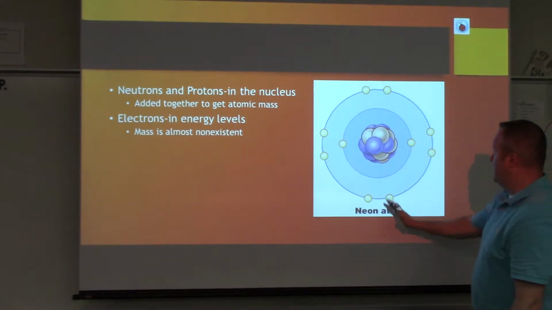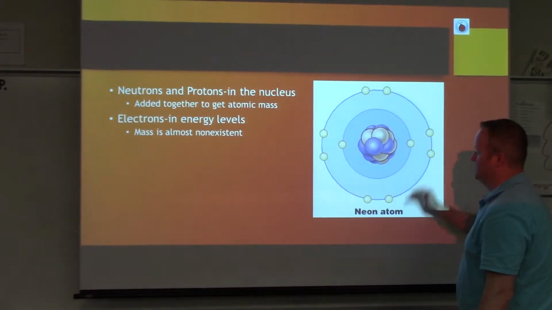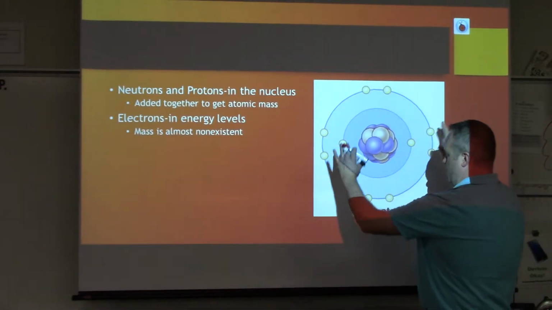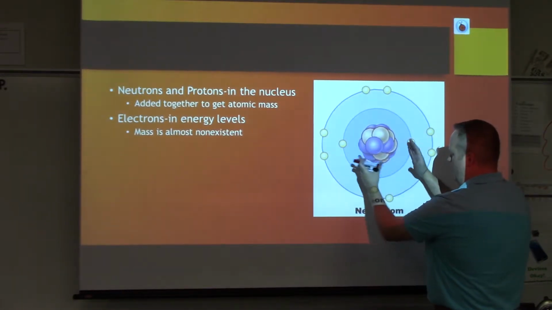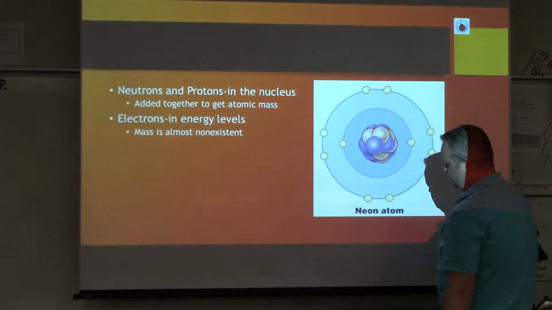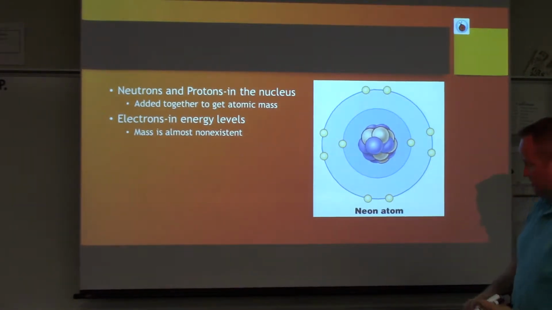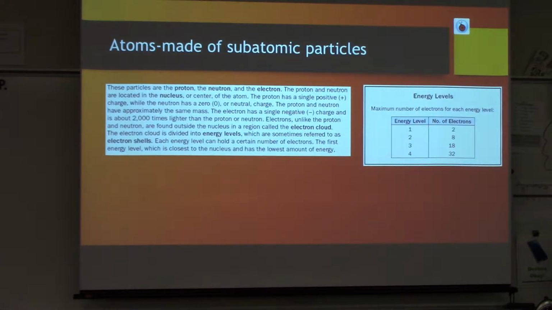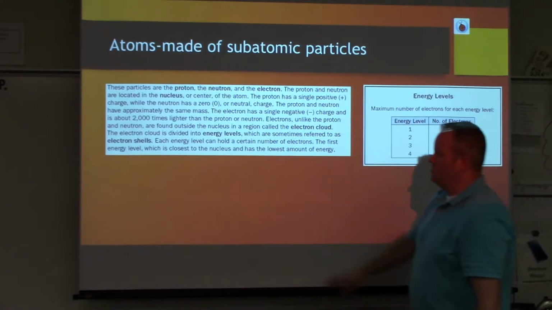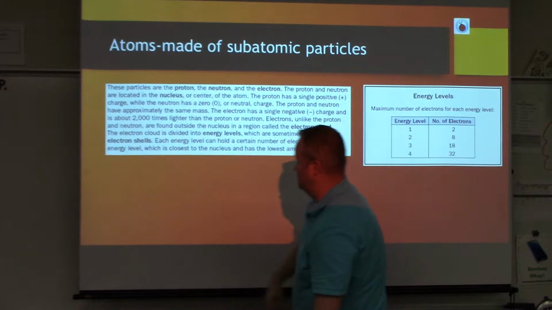The electron cloud has different energy levels. So, you know, the electrons that are closest to the nucleus are in that lower level, and the ones that are furthest away are on the outside. Those are called the valence electrons. So kind of going back here a little bit, it says that sometimes these energy levels are called electron shells.